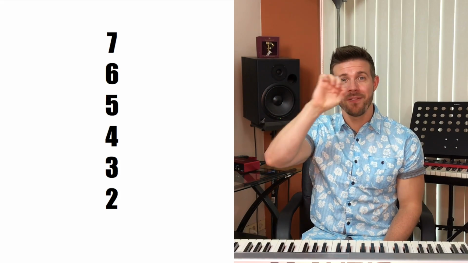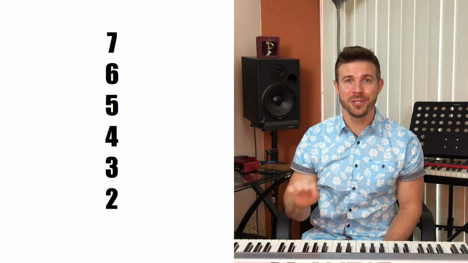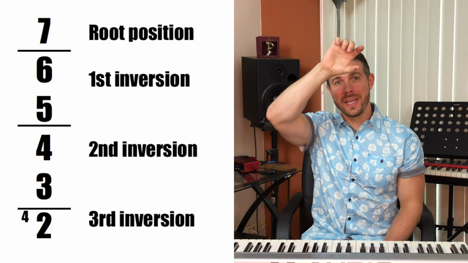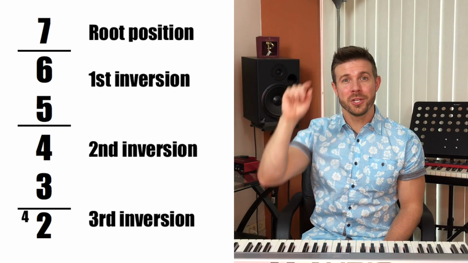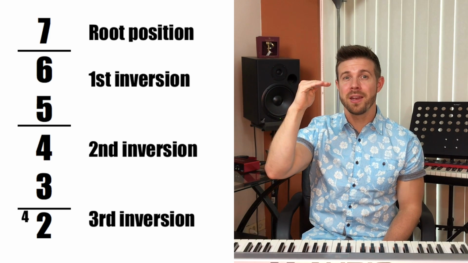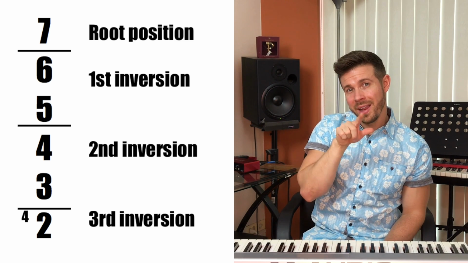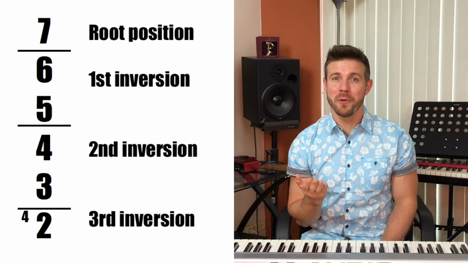Now, a very easy trick to remember these inversion symbols of seventh chords is simply to write 7, 6, 5, 4, 3, 2, and then we see that our root position is the 7, the first inversion is 6, 5, second inversion is 4, 3, and the third inversion, add the little extra 4, and we're left with the remaining 2.